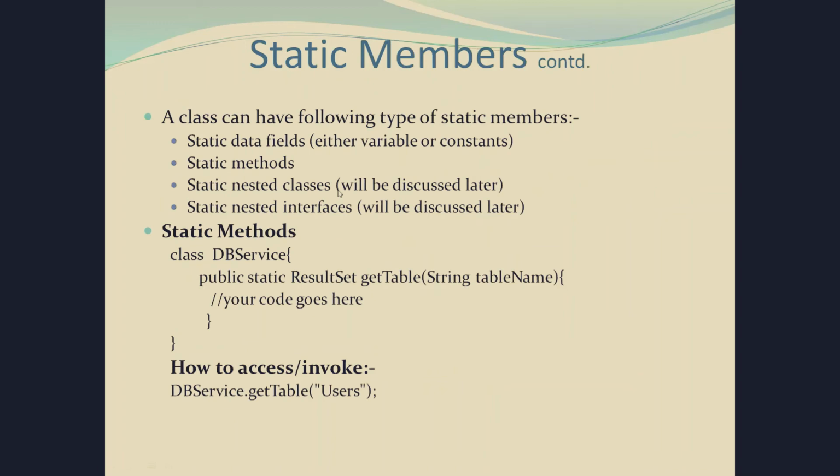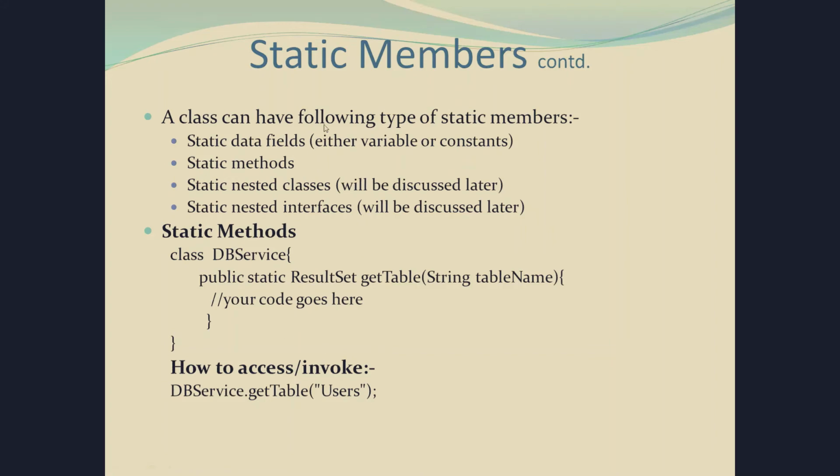Now, which members can you create as static? You can create static data fields, either variables or constants, in the class. Methods, you can define as static. A nested class you can define as static. We'll see later what a nested class is and how to declare it. Static nested interfaces, meaning you can create a nested interface also as static.